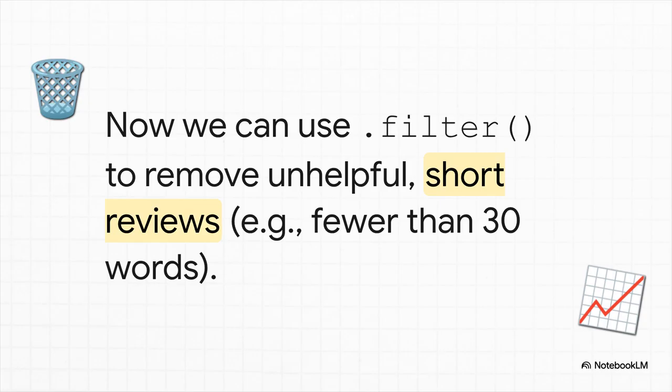Well, now we can use this new column to improve the quality of our data. You see, some reviews are just one word, like "great," which, let's be honest, isn't very useful for training a model. So now we can use .filter again to keep only the reviews that have, say, 30 words or more.